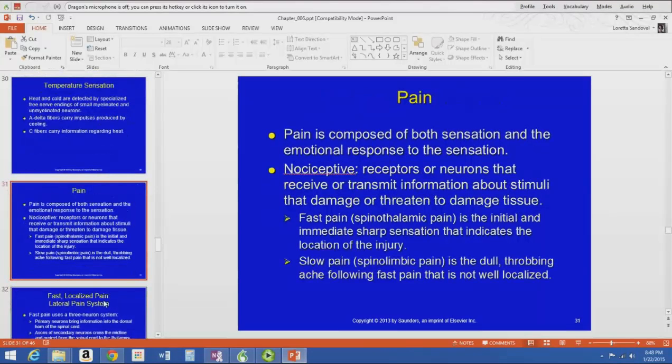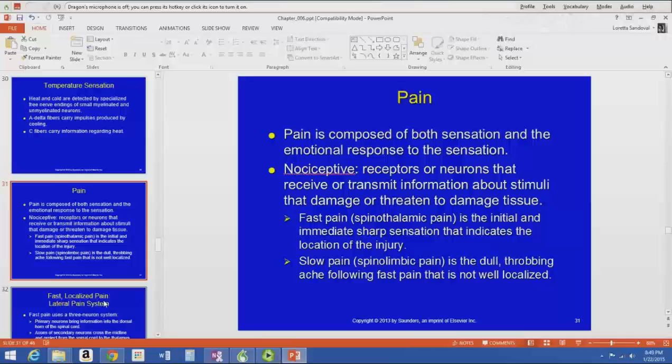So pain, and we will talk in depth more about pain. Pain is composed of both the sensation and the emotional response to the sensation. So I always tell people in the clinic, and we'll talk more about pain in the clinic and dealing with people in pain, because that is a big part of our job, I always tell people that no one's invented a painometer. We always ask people, like, what's your pain on a scale of 1 to 10? And a lot of people have a hard time really localizing it.